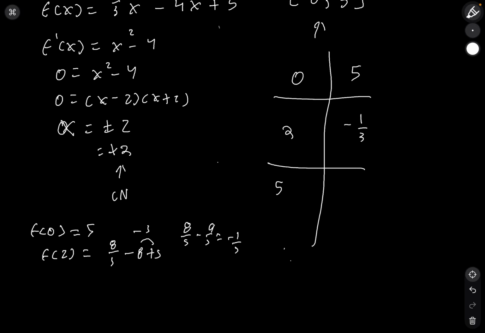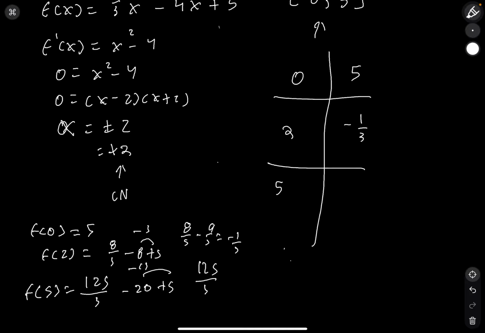And then from here, we do f of 5, which is equal to 125/3 minus 20 plus 5, -15. 125/3 minus 15 times 3, because we're finding a common denominator. 125 minus 45 is 80/3. So we get 80/3.